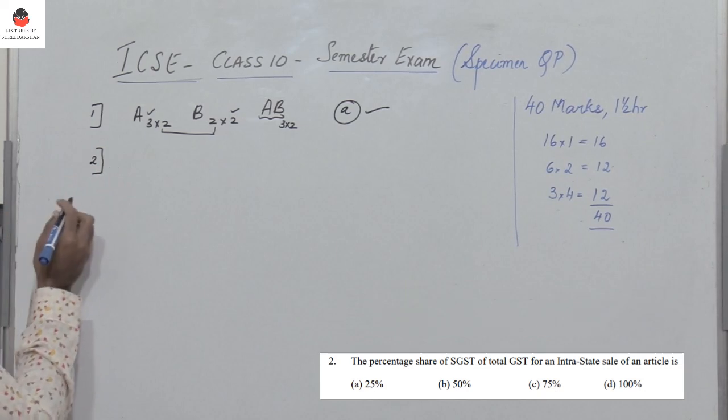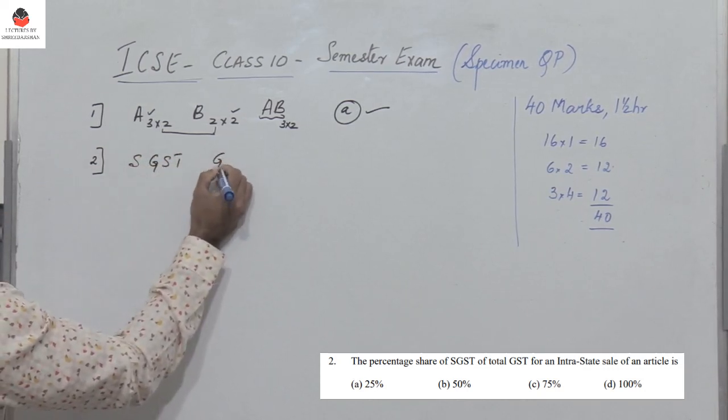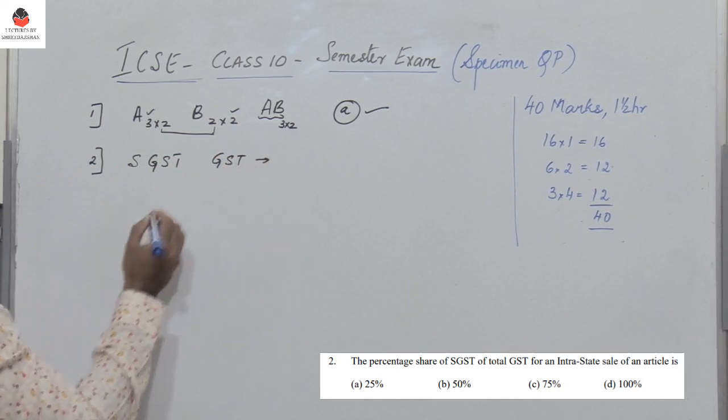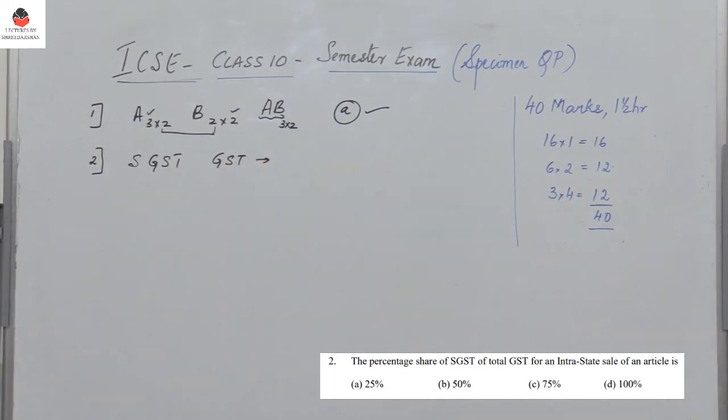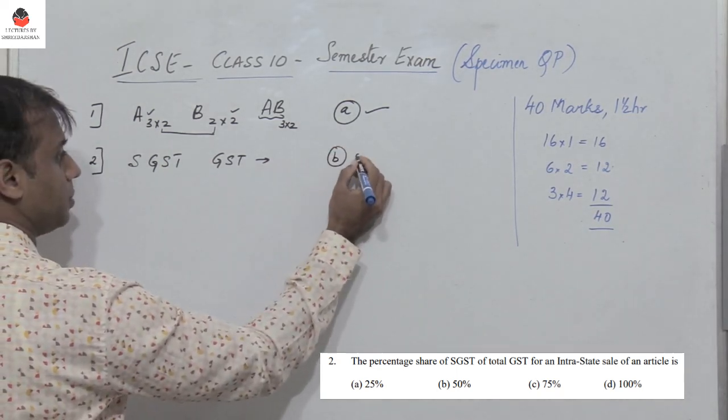Second one, the percentage share of SGST of the total GST for an intra-state sale of an article is. So we observe that it is B, which is 50%.